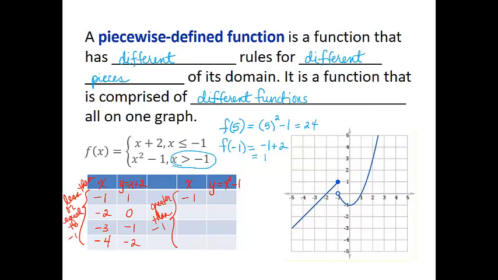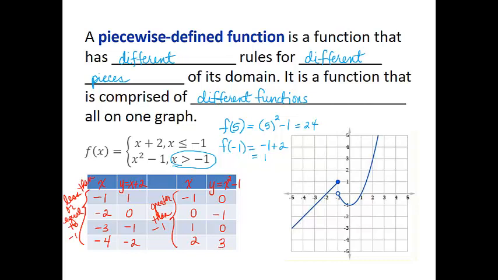Then things greater than negative 1, so 0, 1, and 2. Then I have to square it and subtract 1. So negative 1 squared is 1, minus 1 is 0. 0 squared is 0, minus 1 is negative 1. 1 squared minus 1 is 1 minus 1, or 0. 2 squared is 4, minus 1 is 3.